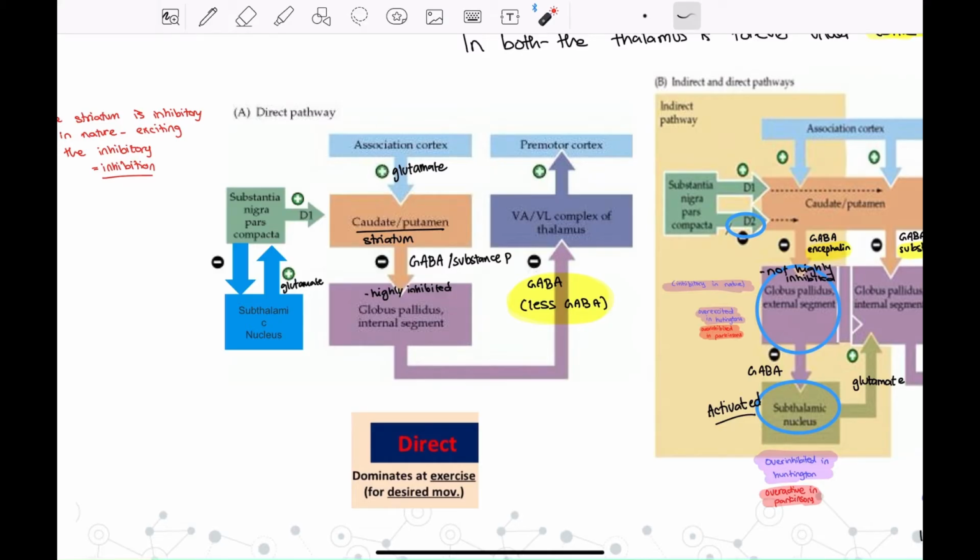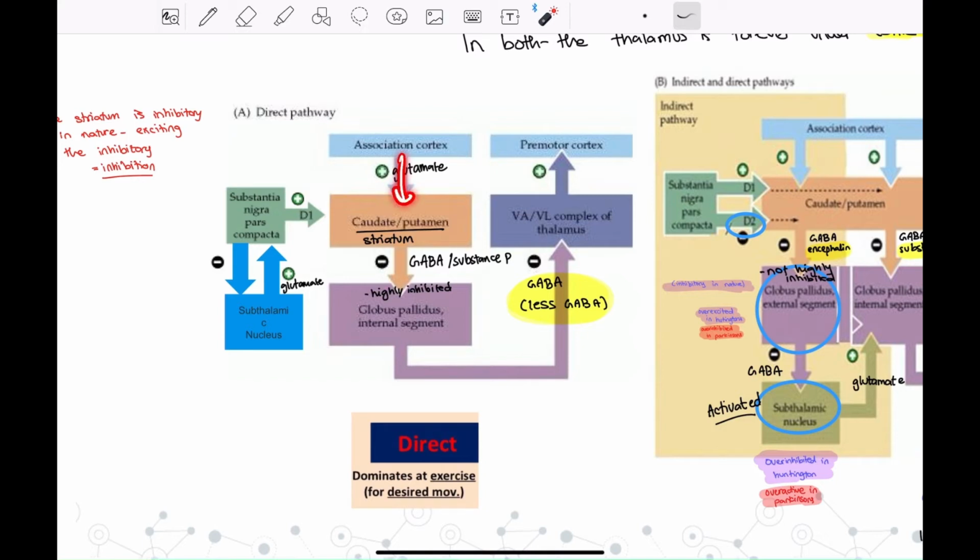Okay. We also need to jot down a very, very important fact. It is that the striatum is inhibitory in nature. What does that mean? Anything that releases GABA or substance P or enkephalin is inhibitory in nature, obviously, because it's secreting GABA, so it's going to inhibit whatever is after it. That's what we mean by inhibitory in nature. But think with me here. If you are exciting something that is inhibitory, does that mean that the final result will be inhibition or excitation? It's going to be inhibition.